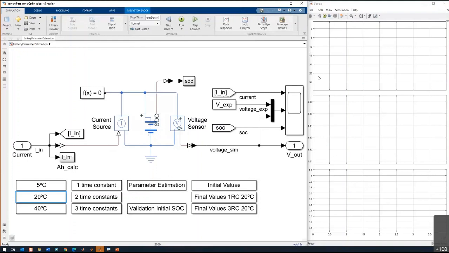One second. Can you hear me well? One person said that my voice is very faint. Let me see if I can fix that.